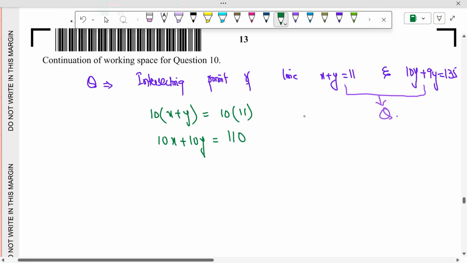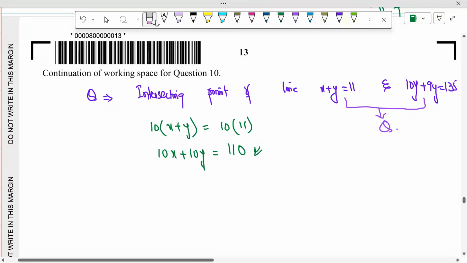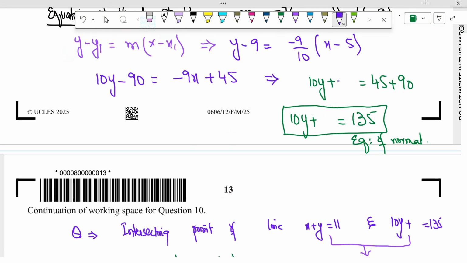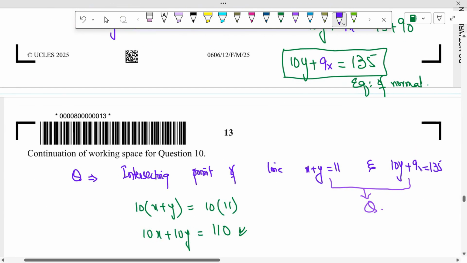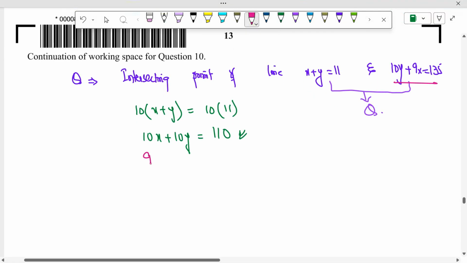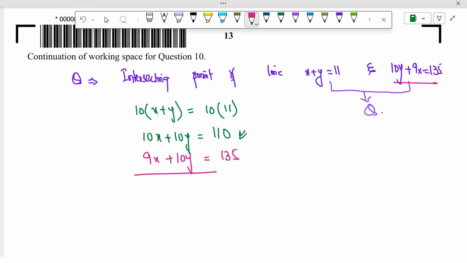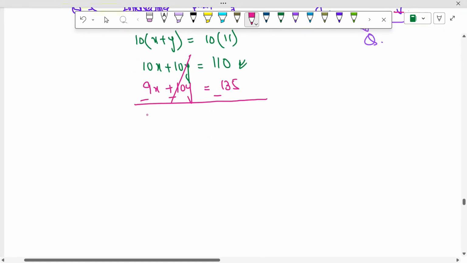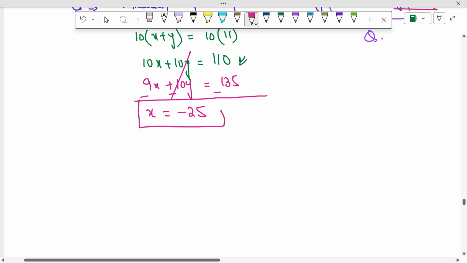Subtracting the equation of the normal from this equation, we will have 9x plus 10y equals 135. So this one is negative, negative, and negative. The y terms will cancel out, and we will have x equals negative 25. So the x coordinate of the point Q is x equals negative 25.